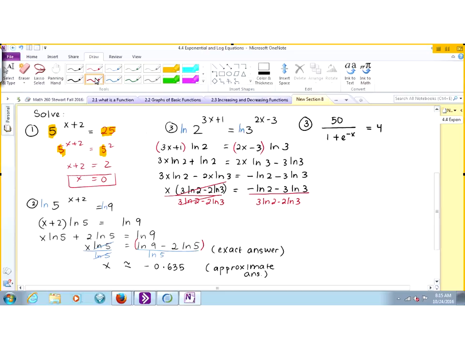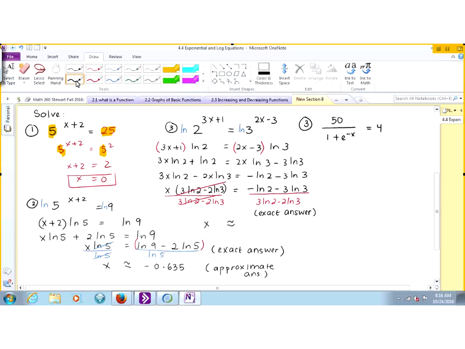So this cancels. This is your exact answer: negative ln 2 minus 3 ln 3, divided by 3 ln 2 minus 2 ln 3. So this is our exact. Can we get an approximate value? Okay, now you got to be careful when we calculate this. So this one right here is an exact answer.